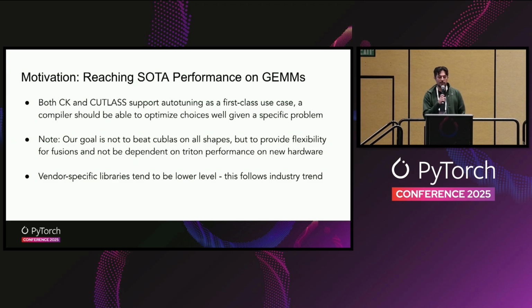This also has the advantage that it allows flexibility for fusions, and we won't be dependent on Triton performance optimizations on new hardware. An example of this is warp specialization. Triton just recently added this, when other vendor-specific libraries had it earlier, when the newer hardware was released. This drives home the point that vendor-specific libraries tend to be lower level, and this really just follows an industry trend that in order to utilize the architectural advantages of each vendor, you need to expose those capabilities to the language you're using.